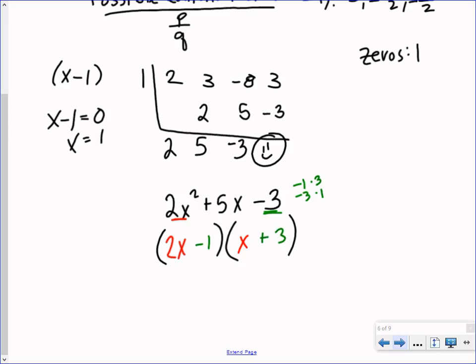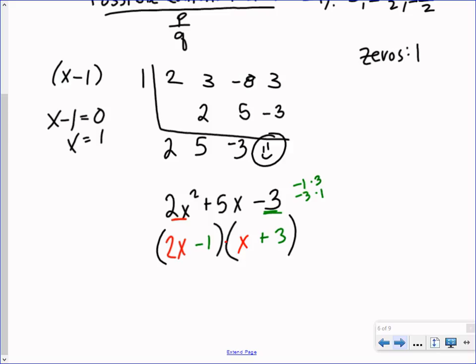Okay, and I'll check it. Well, I'd get 2x squared and I'd get negative 3, but I got to check outsides and insides. This would give me 6x minus 1x. Oh, I got it right again. Look at me. I didn't mean to. I was trying to get it wrong.